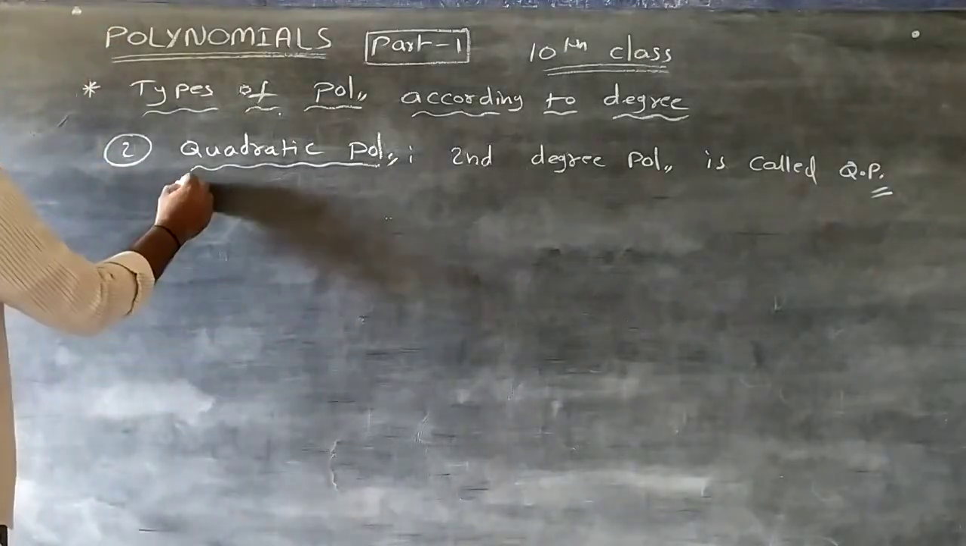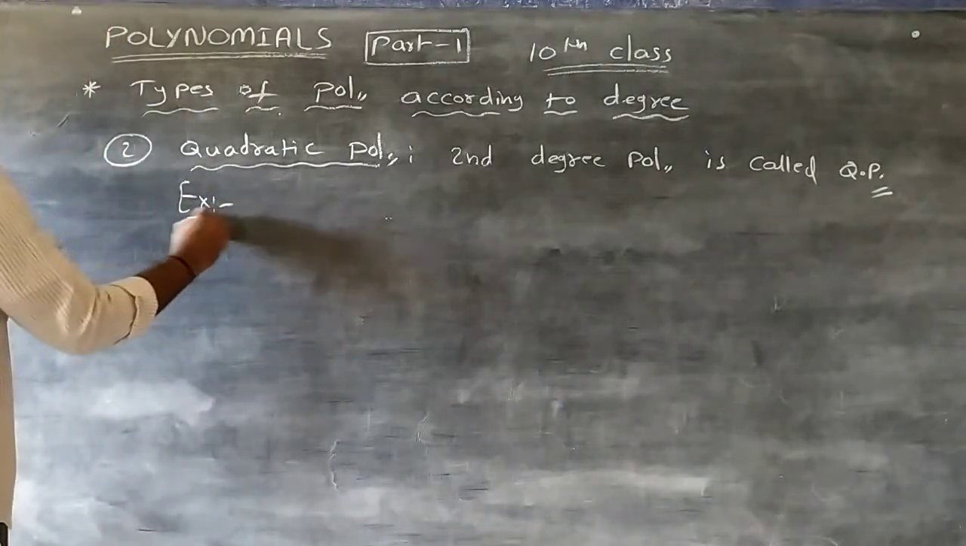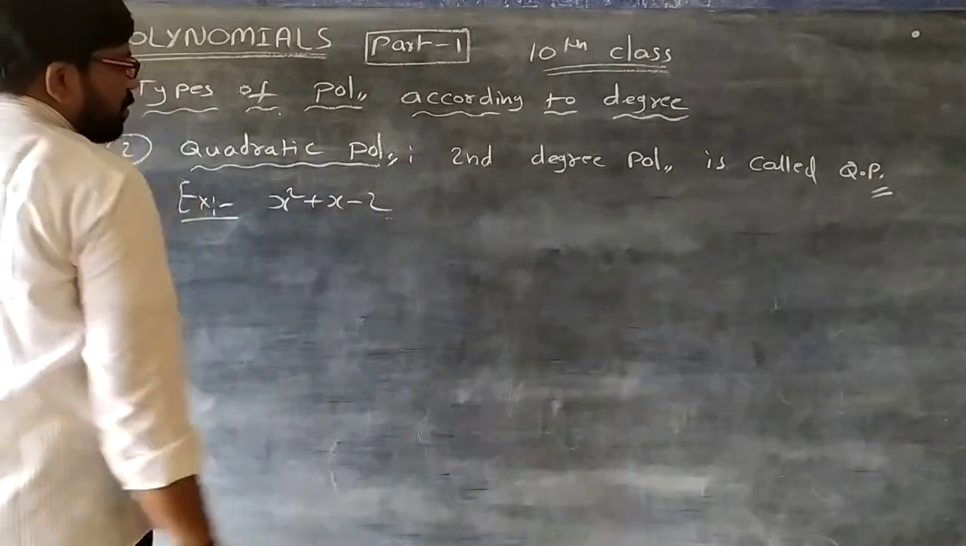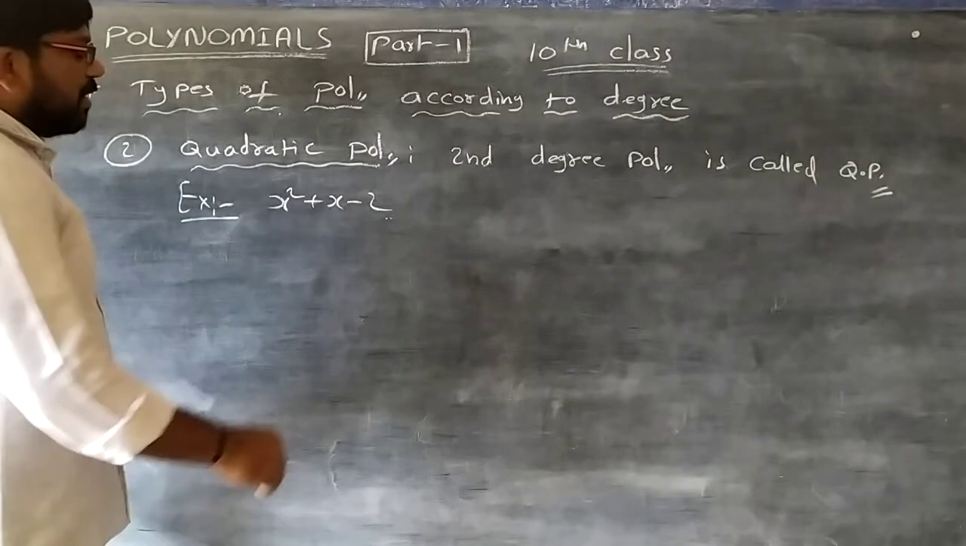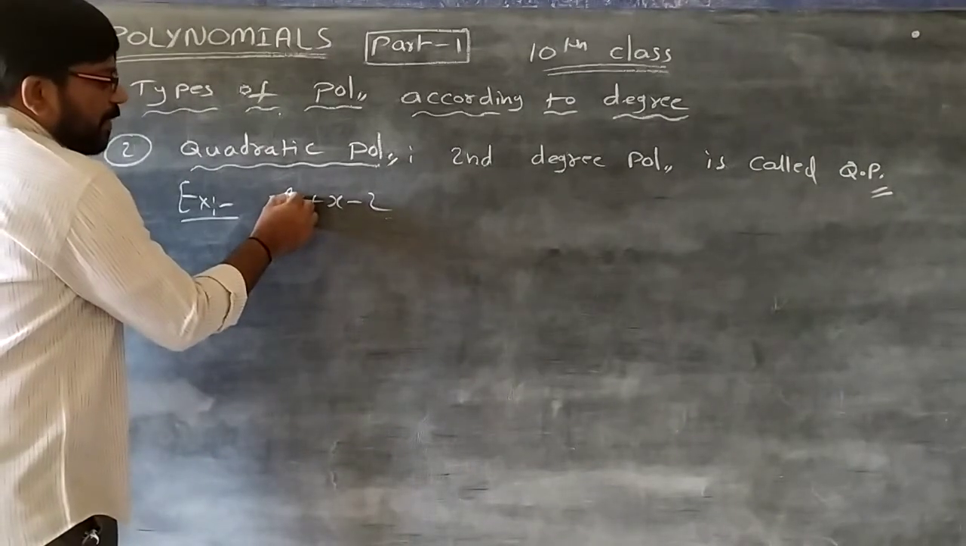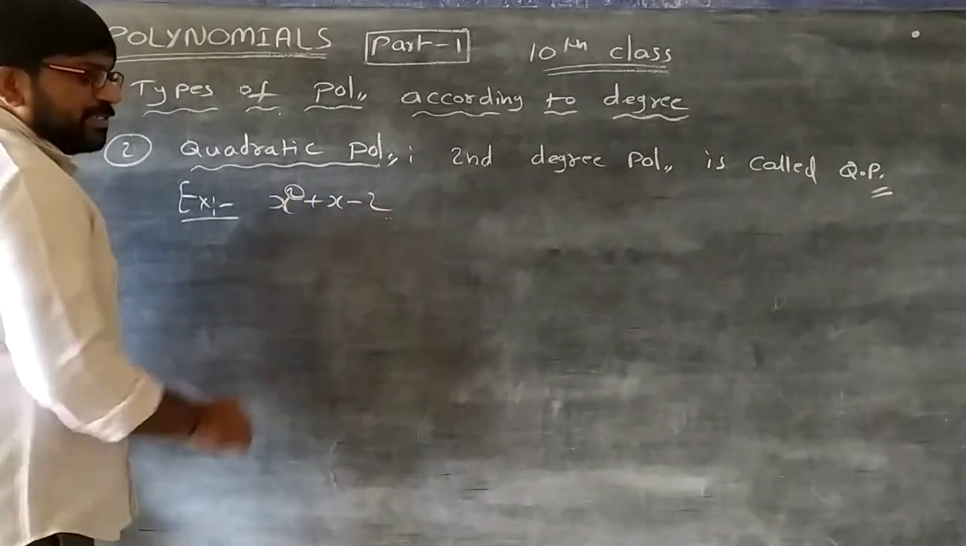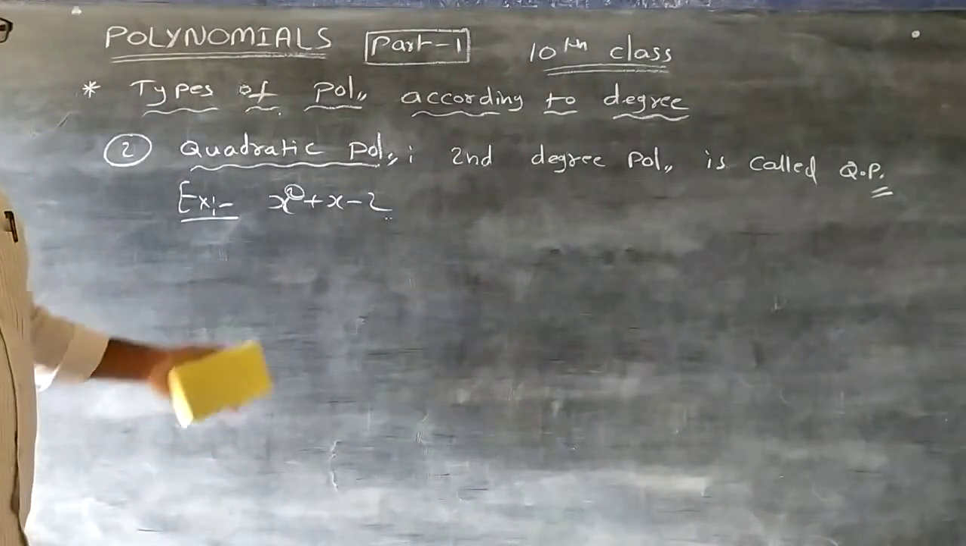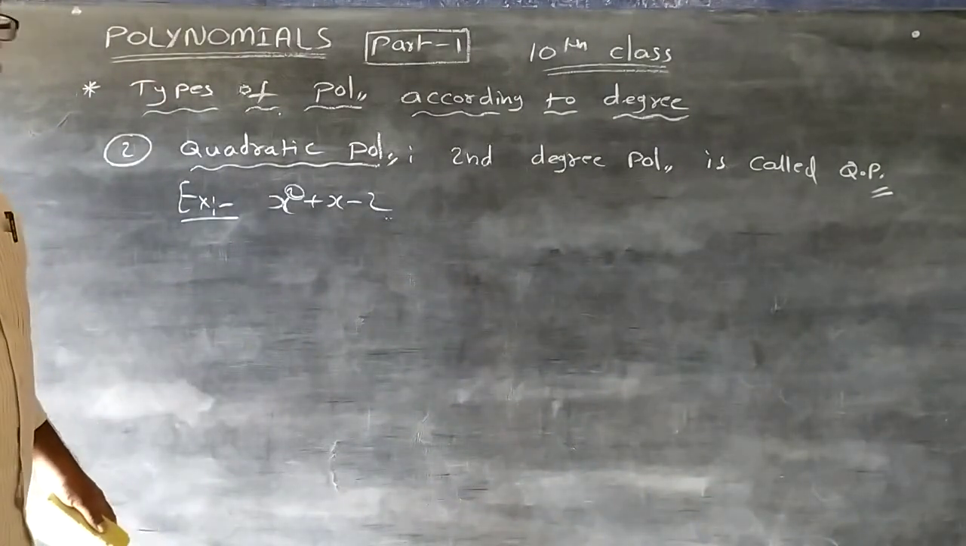See, example. x square plus x minus 2. So this is a polynomial. Its highest exponent is 2, so its degree is 2. So it is called a quadratic polynomial, right?